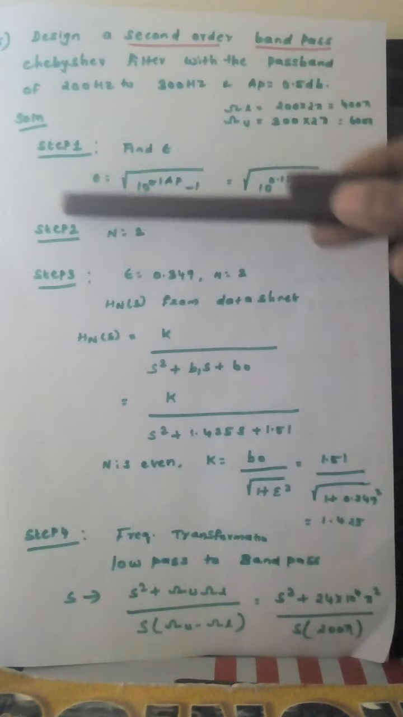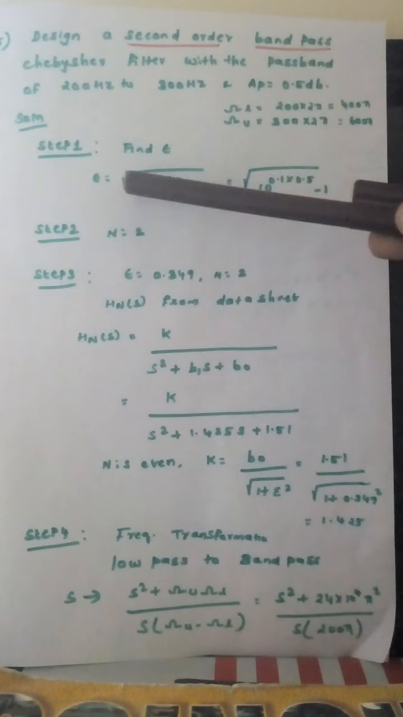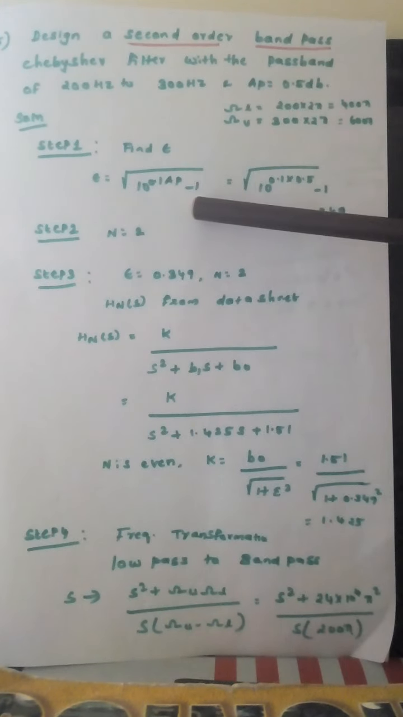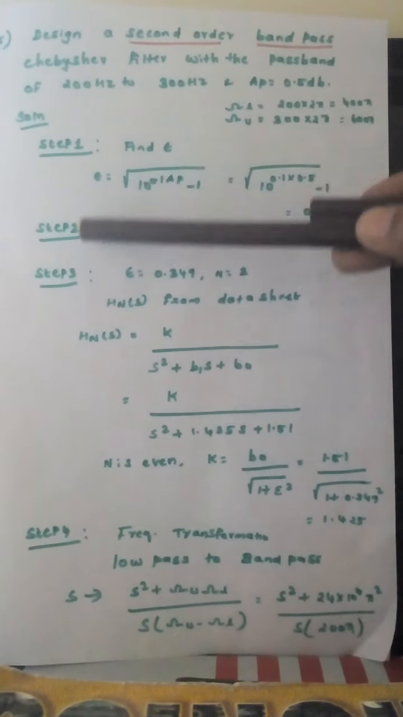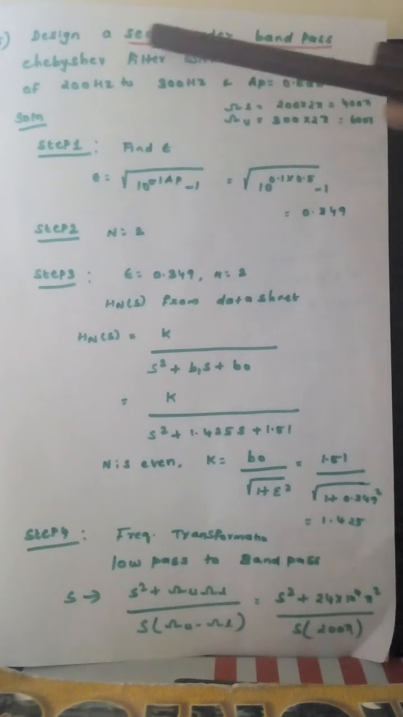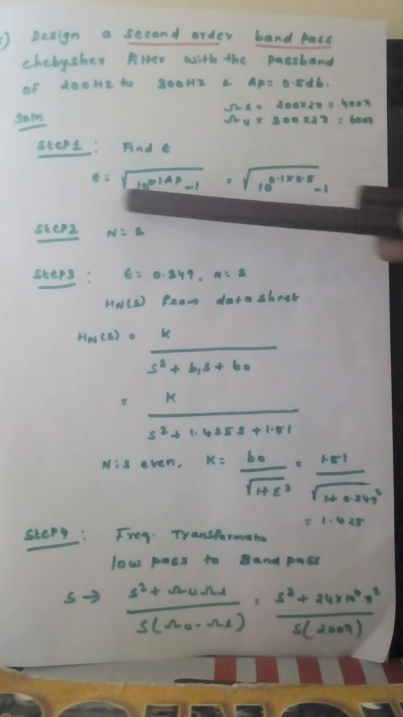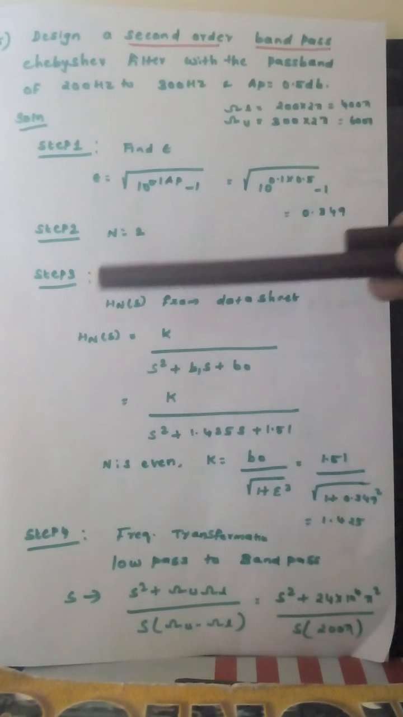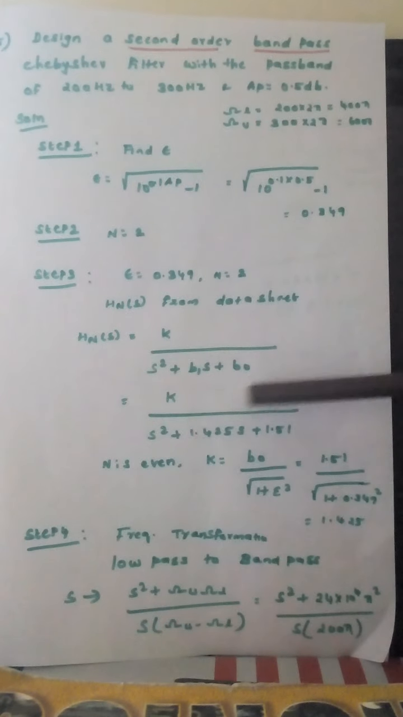So now first step, we have to find out the ripple factor. Ripple factor can be found out by root of 10 to the power of 0.1 Ap minus 1. So we are getting it as 0.349. And step 2, we have to find out the order. Here directly they have given it is a second order, so we have taken n equal to 2. If you want, you can use the formula also. And step 3, we have to write down the transfer function.